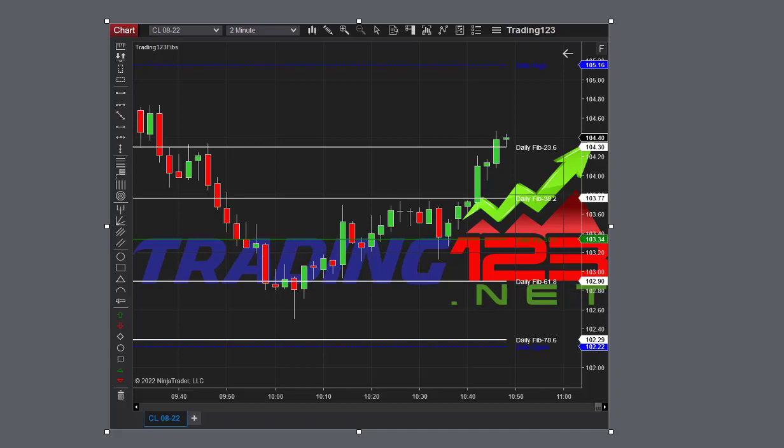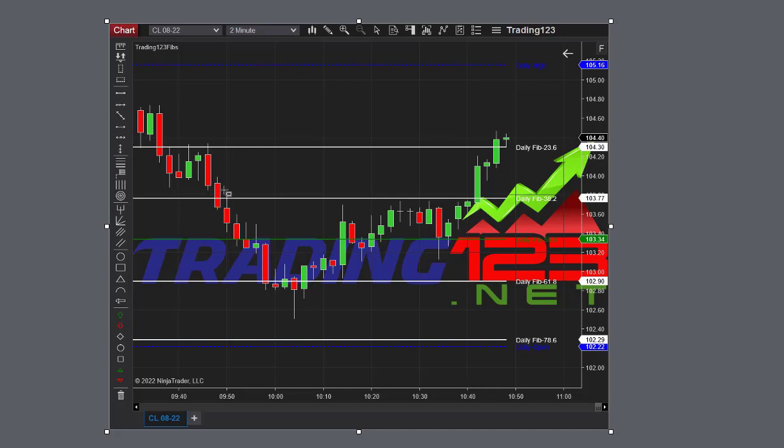It plots automatically, and we like to use a 2 or 3 minute chart with the fib indicator over using a Renko, because it doesn't really draw that accurate on the Renko bars or any other type of bars. It works specifically on minute bars.